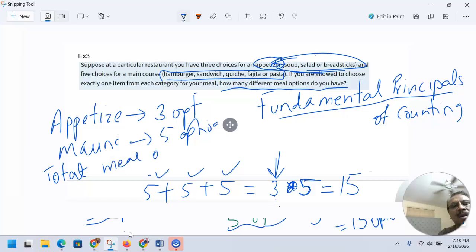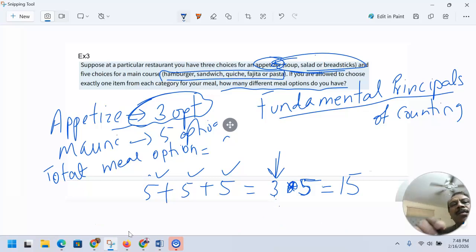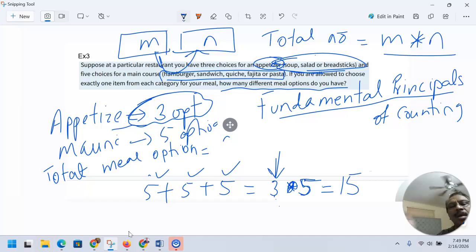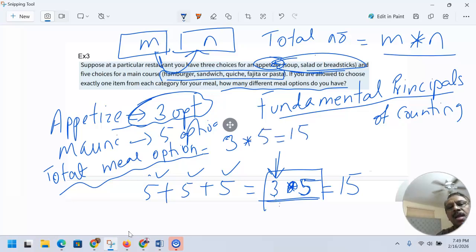So the total number of meal options is like a formula we are going to use. The fundamental principle of counting says if one event can be done in m ways and the second event can be done in n ways, then the total number of ways that both happen, first this and then that, is m times n. And that's all you do. You can see this is common sense. We have seen that it is 3 times 5, so the total number of meal options is 15, and done.